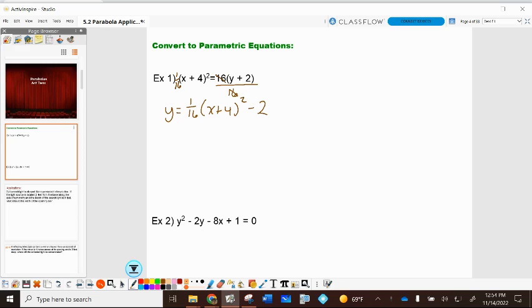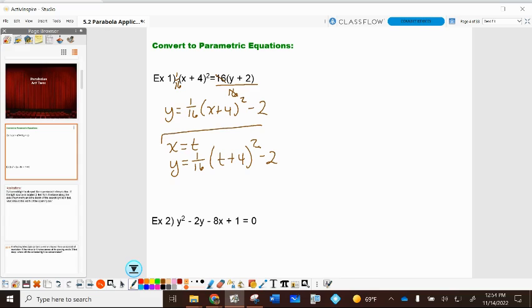Now that's rectangular form, but for parametric, all we have to do is let x equal t and then rewrite y, substituting t in x's position. So it's 1/16 t plus 4 quantity squared minus 2. And there are two equations, parametric form, not bad.